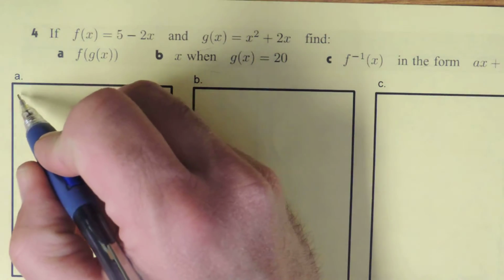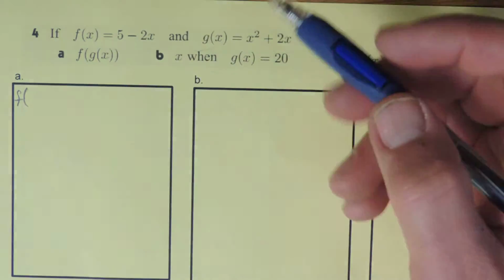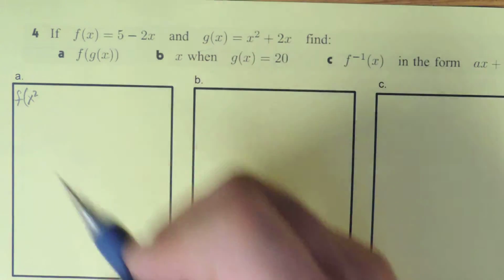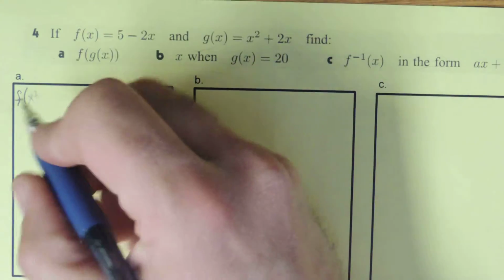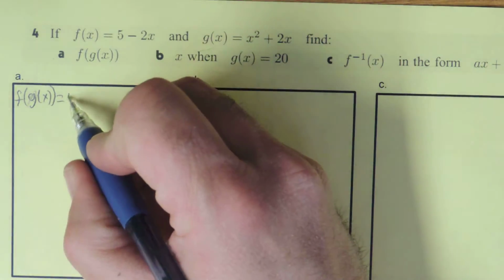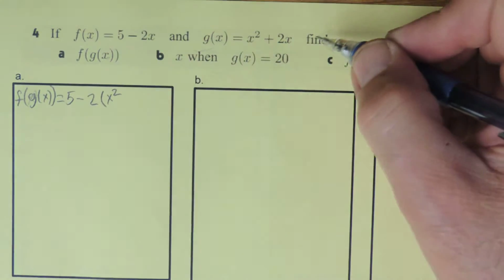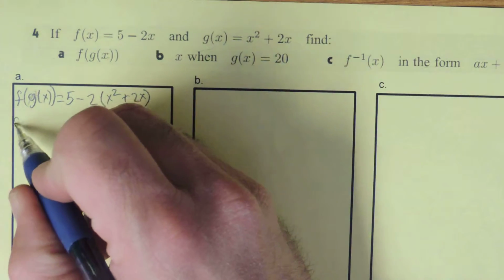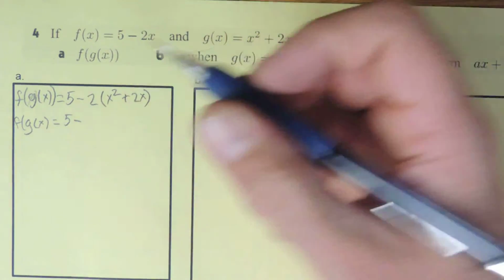F of g of x is really the same as question 3. I'm plugging an expression into f of x. So I will take g of x, x squared plus 2x. When I write it, I'll write f of g of x to remind myself what I'm doing. But then when I say equals, I'll say 5 minus 2 times x squared plus 2x. So f of g of x equals 5 minus.